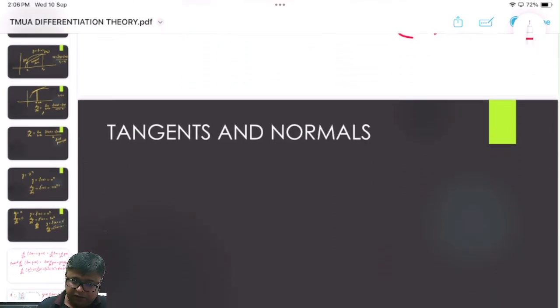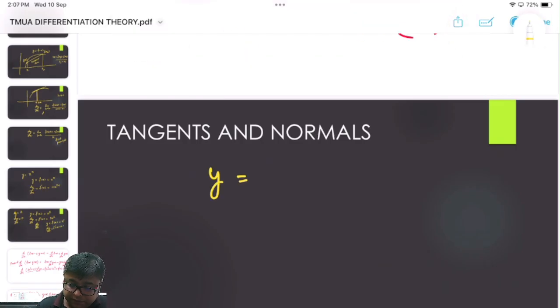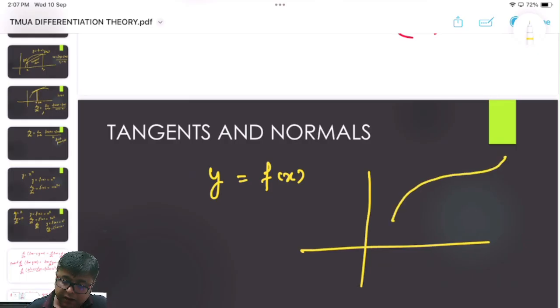So, if we have a function, say y is equal to f(x), y equal to f(x) is a function. And suppose the curve is given to us like this. So this is the curve. Now, if I have to find the equation of a tangent at this point, it is very similar to the process we follow in coordinate geometry of forming the equation of a straight line, because a tangent is also a straight line. So the equation of a tangent or a normal.